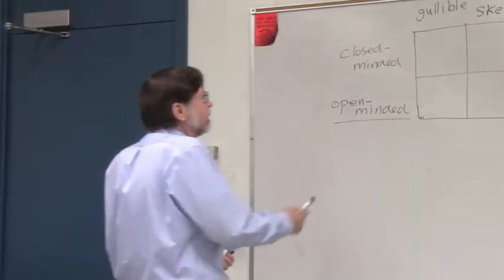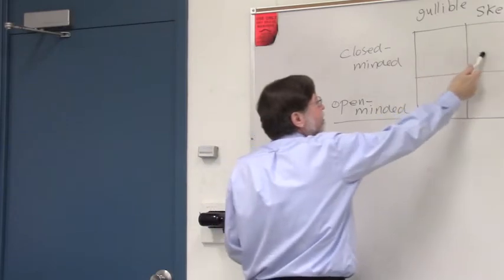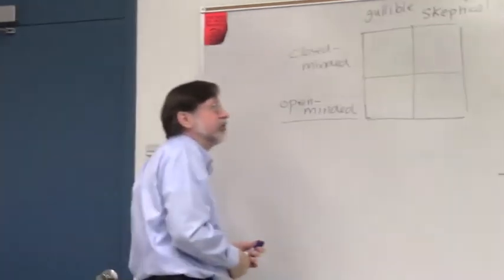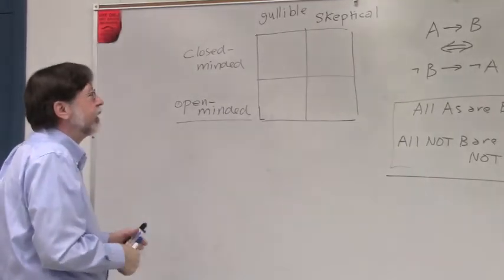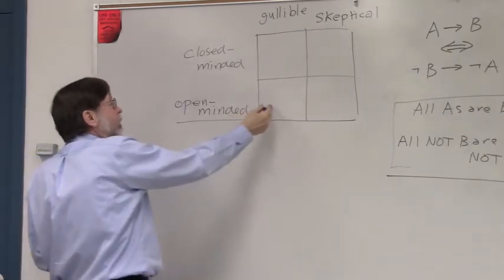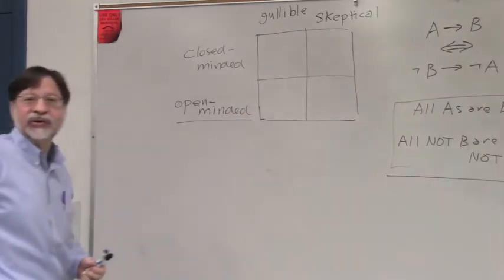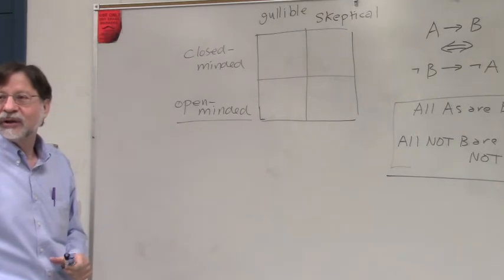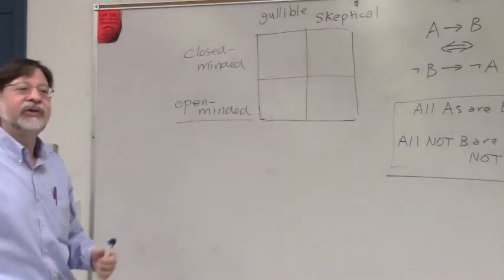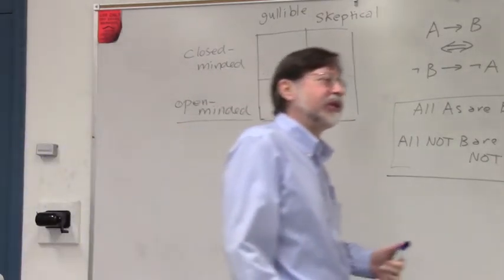Now there's gullible, closed-minded people. Those are the ones not even skeptical about it. Whatever somebody says, they believe it and then they hold on to it forever. Gullible and open-minded, well, there's a lot of people who want to do business with you if you're like that, I guess, right? You know, somebody says, I've got some land I'd like to sell to you.